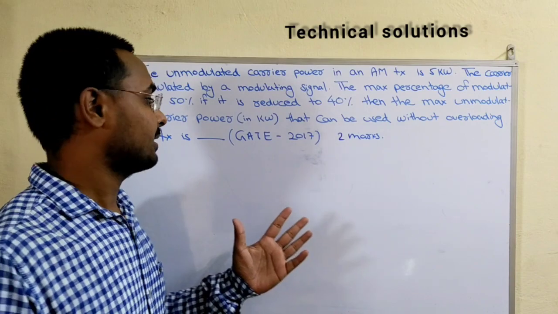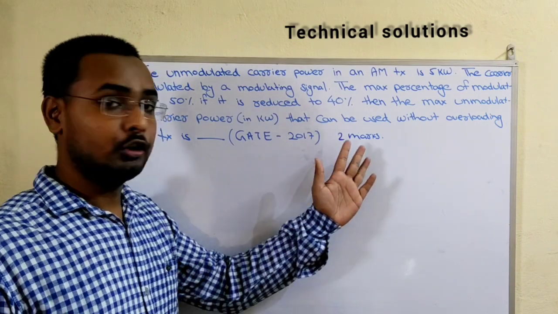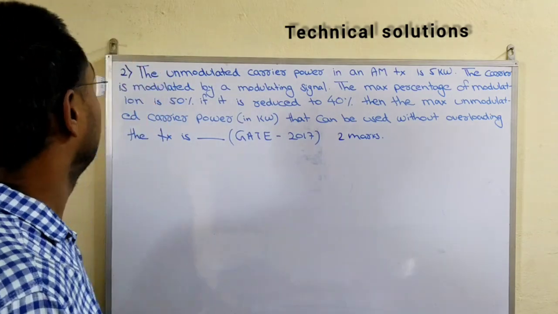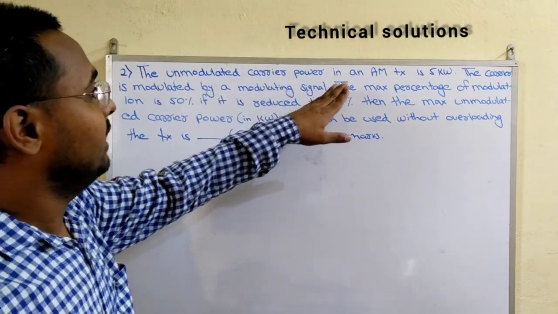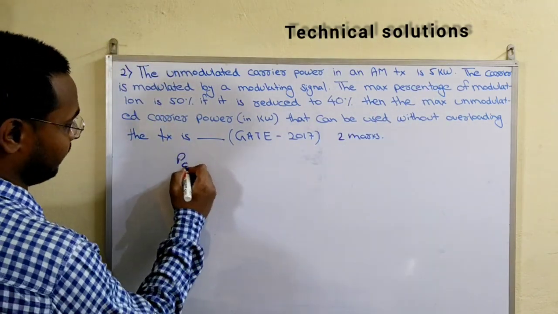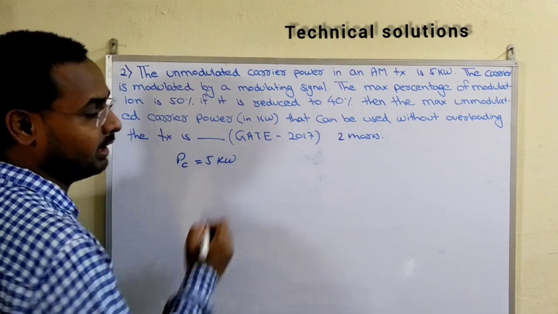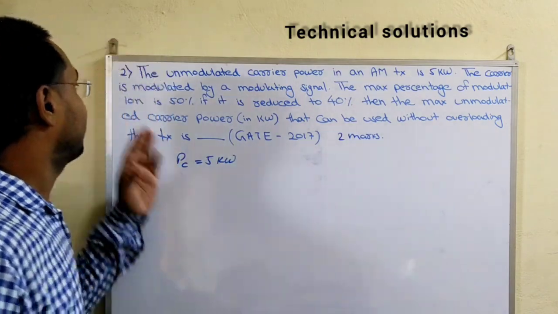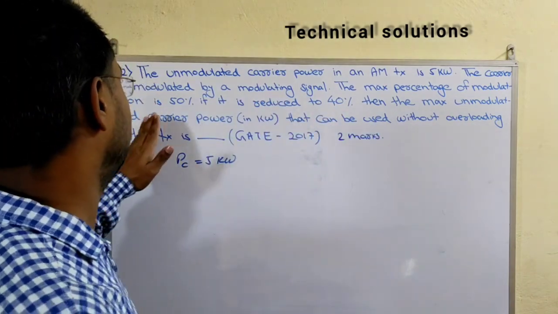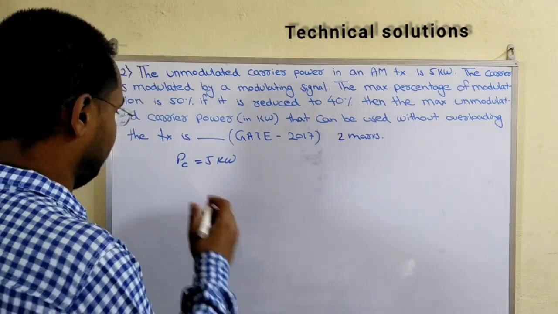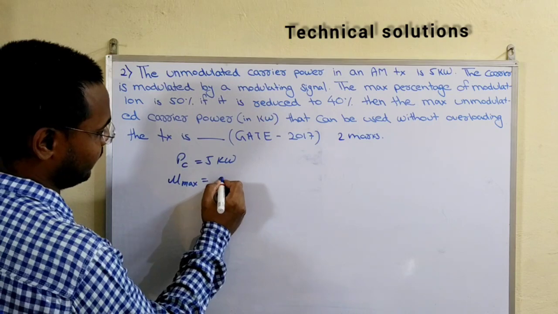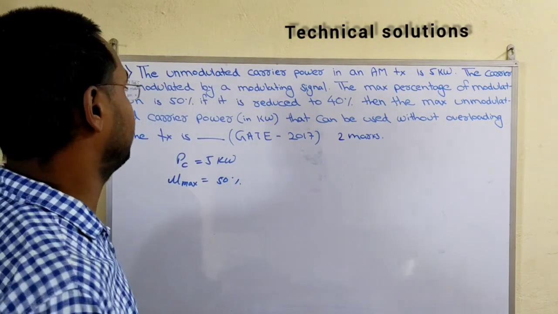This question was asked in GATE 2017 for 2 marks and it was a numerical based question. What is this question? The unmodulated carrier power in an AM transmitter is 5 kilowatt. Means PC is given, PC is 5 kilowatt. The carrier is modulated by the modulating signal and the maximum percentage of modulation index is 50%. Means mu max, mu is given 50%.